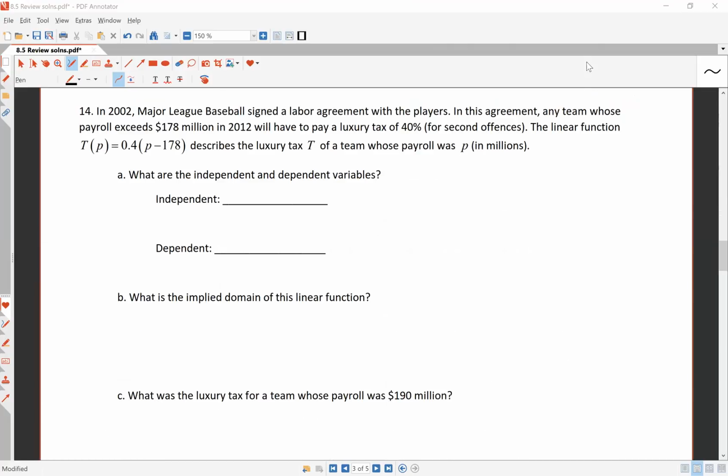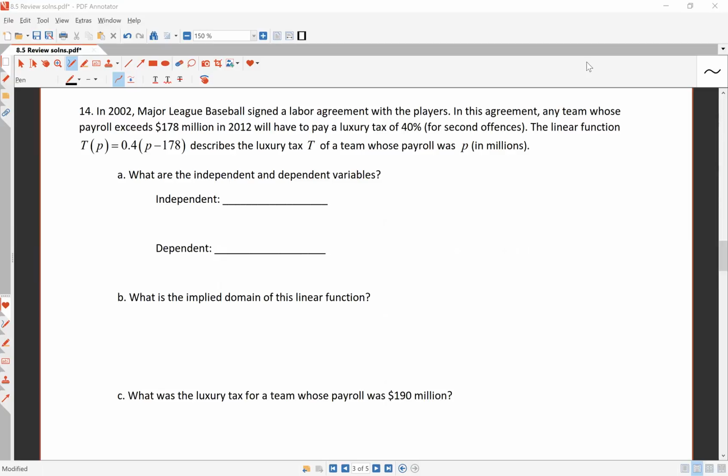14. In 2002, Major League Baseball signed a labor agreement with the players. In this agreement, any team whose payroll exceeds $178 million in 2012 will have to pay a luxury tax of 40% for second offenses. The linear function T of P equals 0.4 times P minus 178 describes the luxury tax T of a team whose payroll was P in millions. What are the independent and dependent variables?